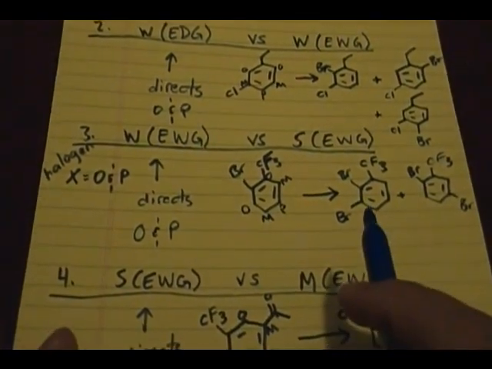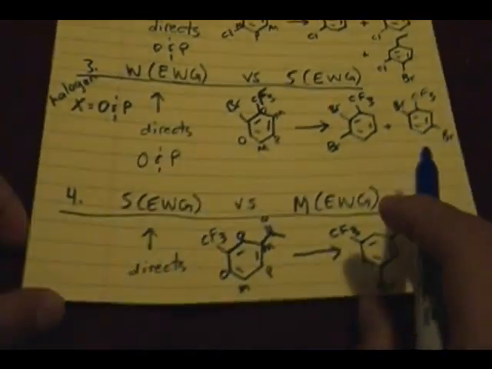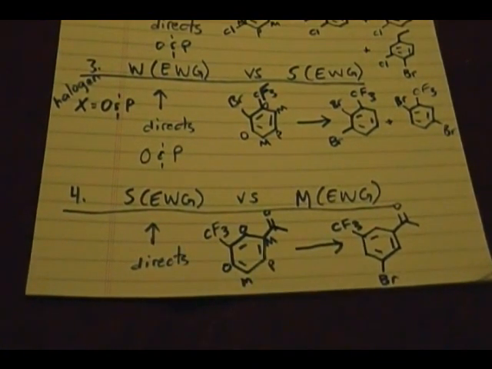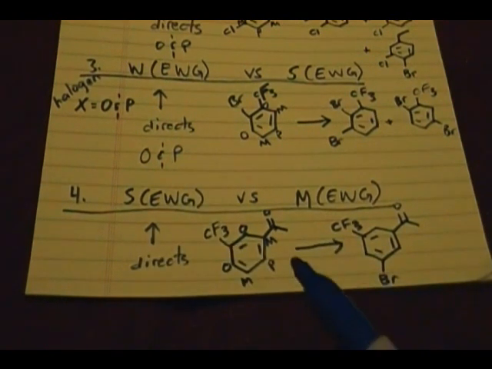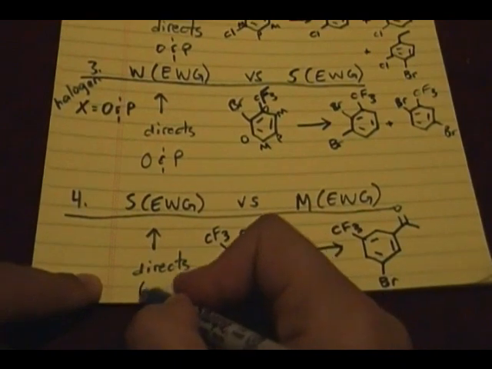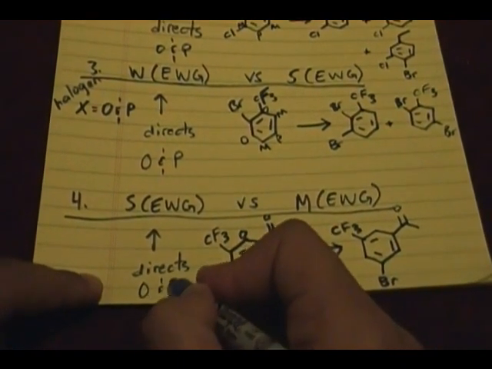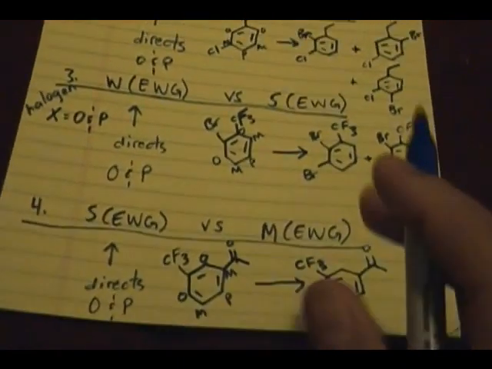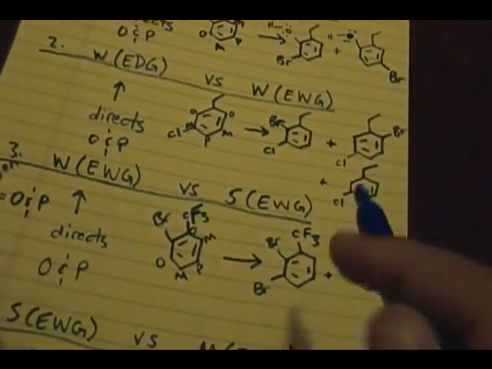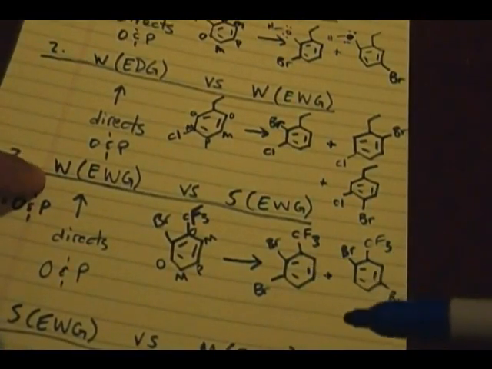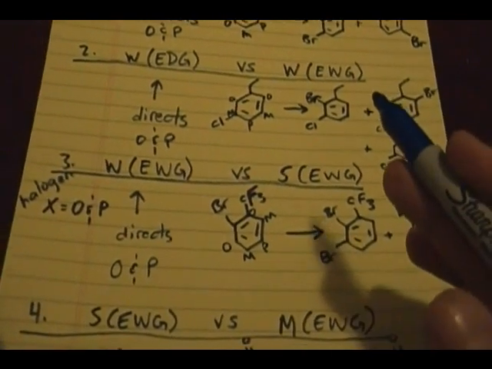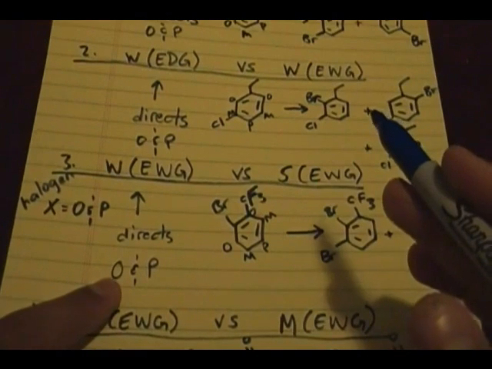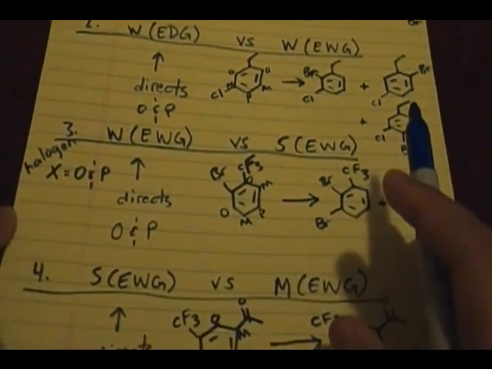Okay. Now, final one: strong electron withdrawing group versus moderate electron withdrawing group directs. The strong electron withdrawing group directs. And just one more thing I want you guys to know is that, so even if you had a weak electron withdrawing group versus a moderate electron withdrawing group, the weak one will also direct the incoming group. So there you have it.